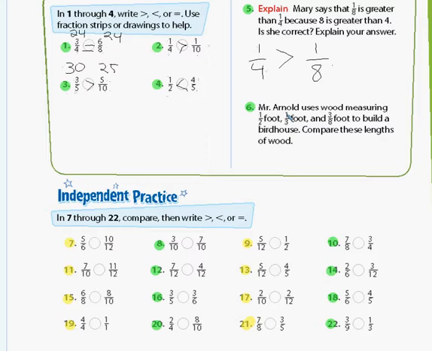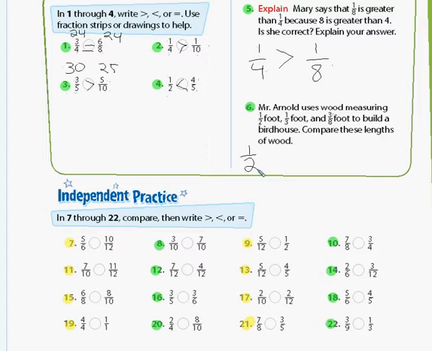We can go back over here to 3/8. 3 is less than half of 8. The fraction that's equivalent to 1/2 with the denominator of 8 would be 4/8. So 3/8 is smaller than 1/2 also. So 1/2 is going to be my largest piece of wood that we have right there.